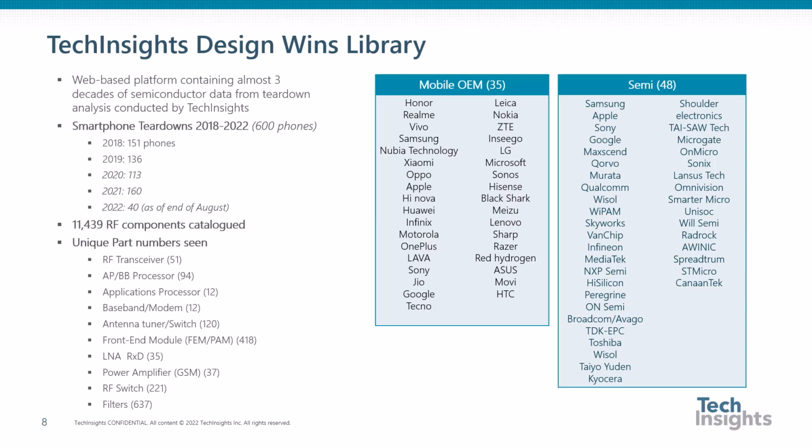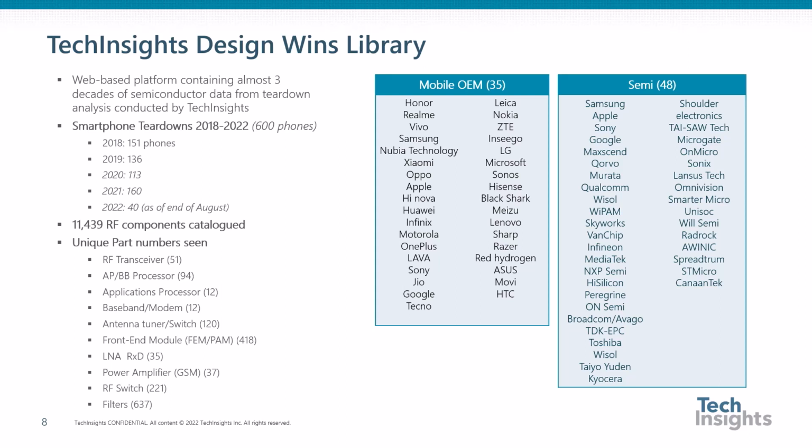The Tech Insights platform contains almost 3 decades of semiconductor data from its teardown activities. Looking at the period between 2018 to present, Tech Insights has torn down and created reports on 600 phones, roughly 140-ish per year on average. 2021 was large with 160 phones, and we have 40 so far in 2022. 60-ish are 5G phones, with 31 being 5G FR2 enabled.